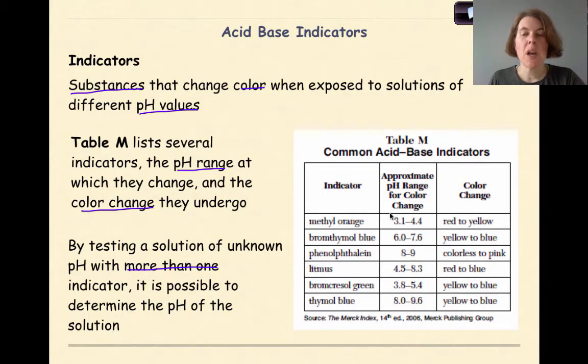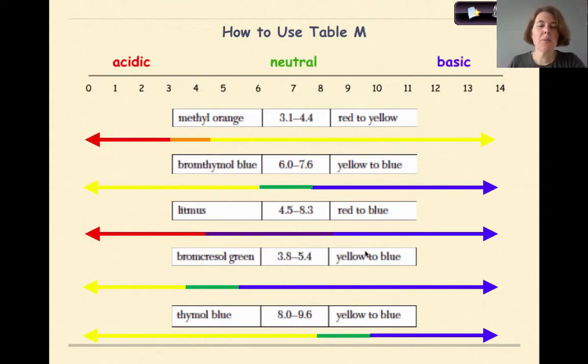So here is Table M of your reference table. They list a column of indicators, approximate pH range for color change, and then the color change. But really seeing what this looks like is important to understanding how to use it. So here's a breakdown of some of the indicators that are listed on Table M. Phenolphthalein was a little hard to use because obviously at one end it's clear. So let's look at the indicators that actually have colors associated.